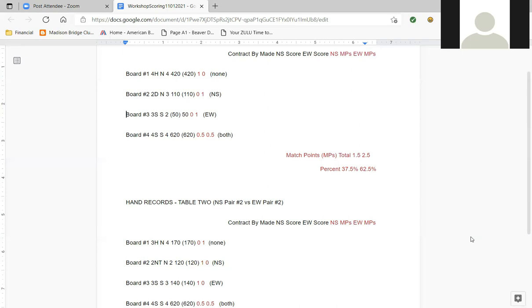But getting rotten cards all day is no longer a good excuse when you're playing duplicate bridge. And that's what a lot of people like about duplicate bridge.